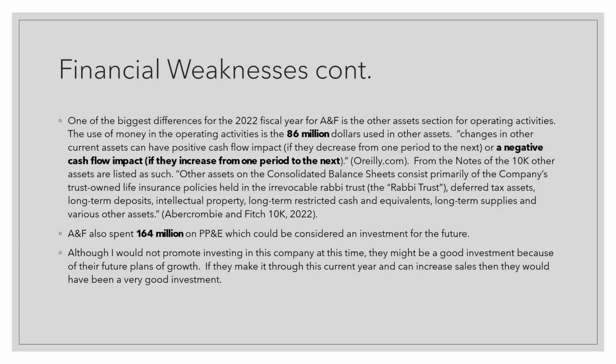Continuing on with the financial weaknesses versus strengths, we talk about the use of money in the operating activities, the $86 million, which was mentioned earlier, and also the $164 million on PP&E for Abercrombie & Fitch. So, they're making investments for the future. They're trying to look forward. They're trying to build. They have a plan to build. And as I was saying, although I would not promote investing in this company at this time, they might be a good investment because of their future plans of growth.